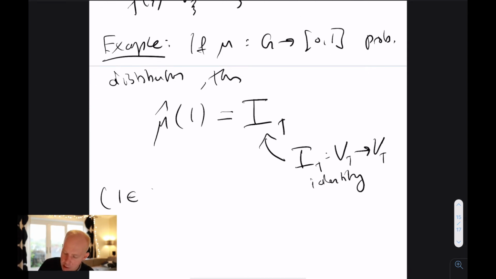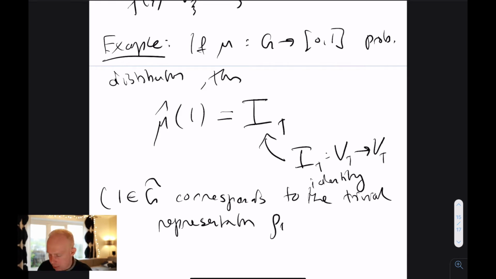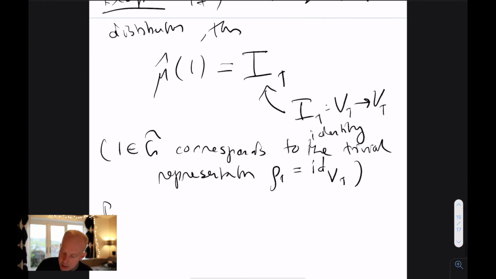Recall 1 in the dual of G corresponds to the trivial representation. I used this notation rho 1, which was basically this identity representation on V1, where V1 is the vector space you want to consider. So why is this true? This just follows from the definition that it's a probability distribution.